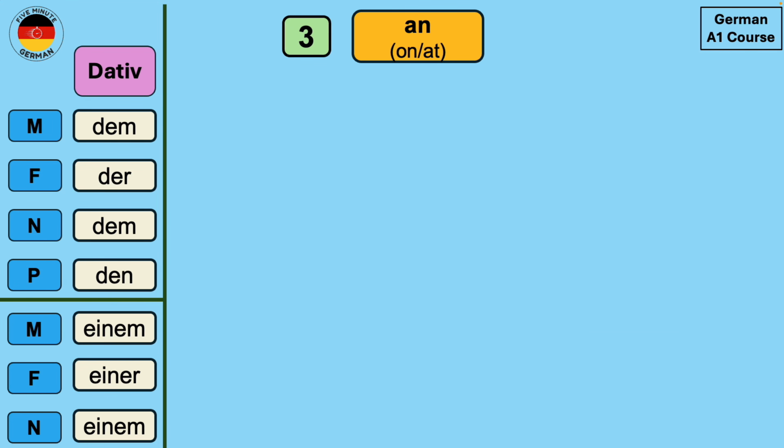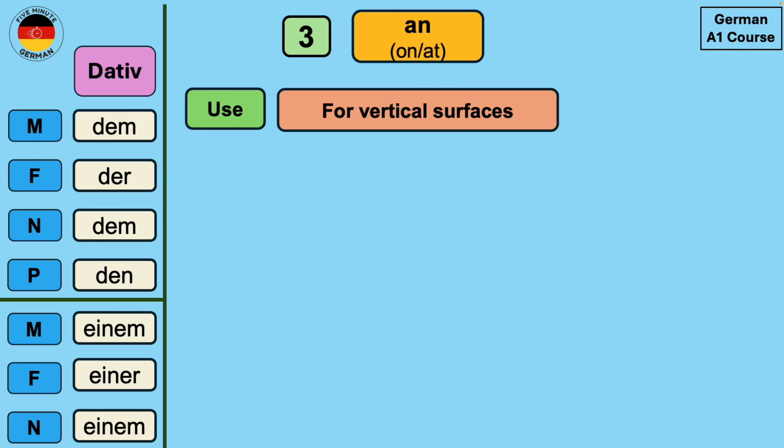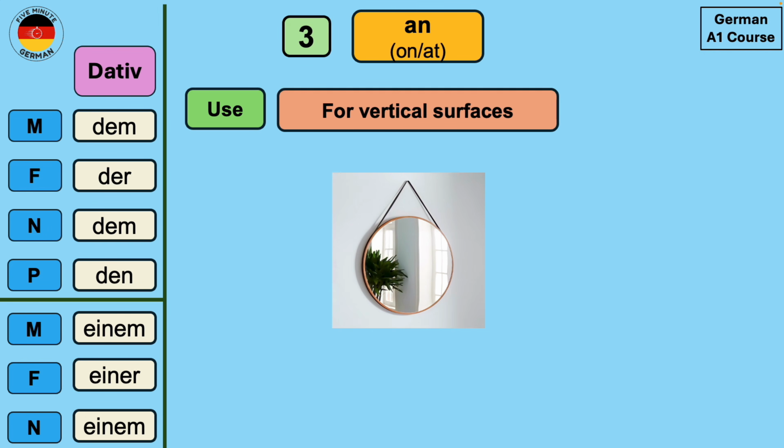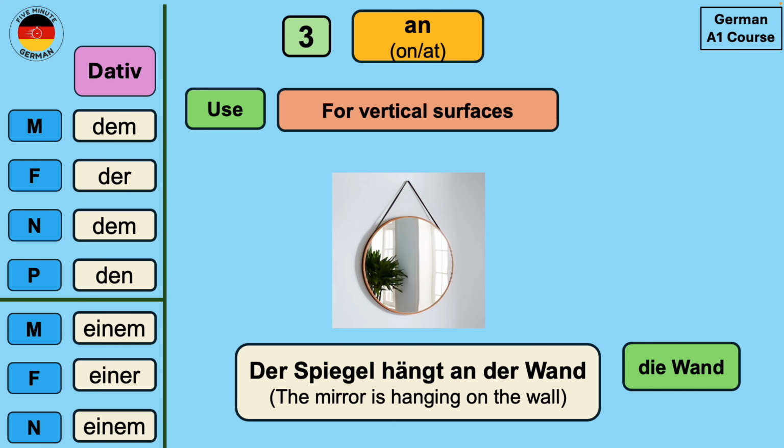Now the difference between an and auf is that an is used for vertical surfaces. So for example, we have this mirror which is on a wall. So we will say, der Spiegel hängt an der Wand. The mirror is hanging on the wall. Because wall is a vertical surface, that's why we use an over here. And we use der Wand because that is the dative form.